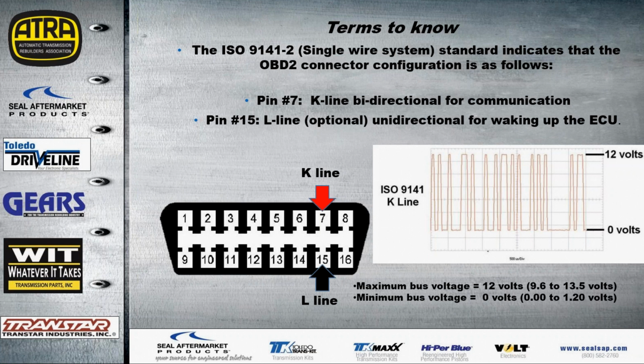Now the other line listed, the L line, is going to be optional. Basically this is going to be used for waking up and putting to sleep ECUs or TCUs, and it will be used at the manufacturer's discretion. Sometimes during programming or diagnostic processes, the L line may be active. Again, this is going to be a 12 volt system. Ground is very critical, this being a single wire data line.